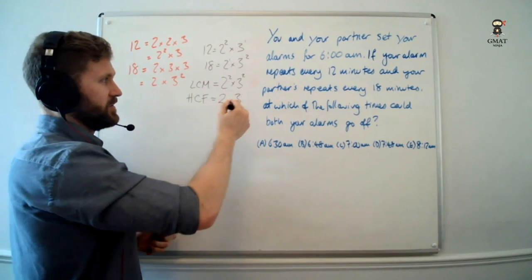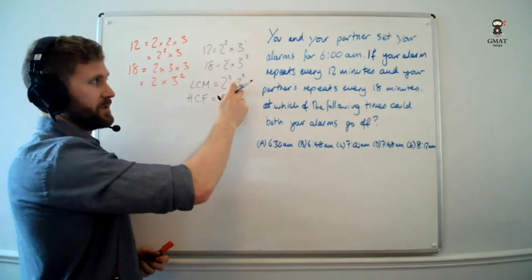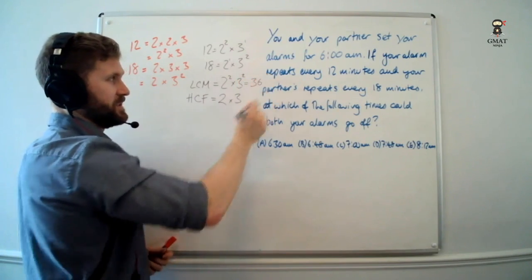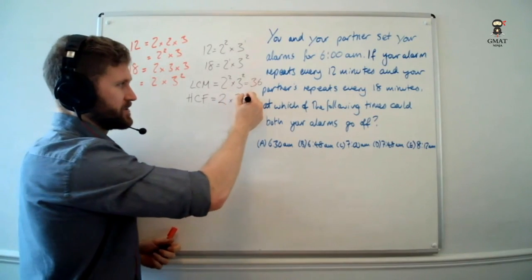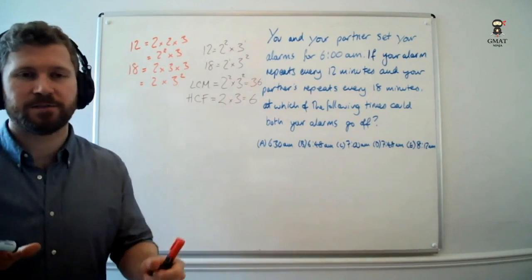Then it's a case we can just go and figure these out. 2 squared is 4, 3 squared is 9, 4 times 9 is 36, and that would give you the lowest common multiple of 12 and 18. For the highest common factor, 2 times 3 is obviously 6.